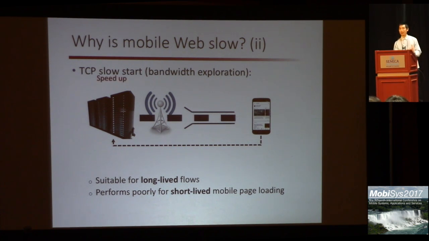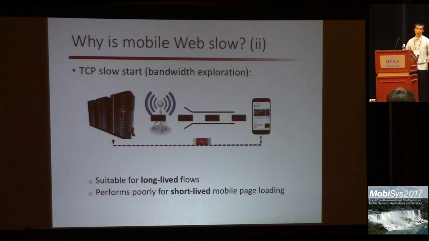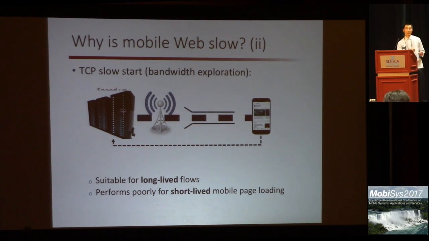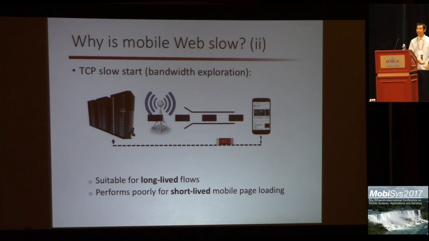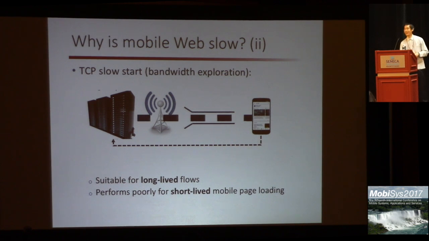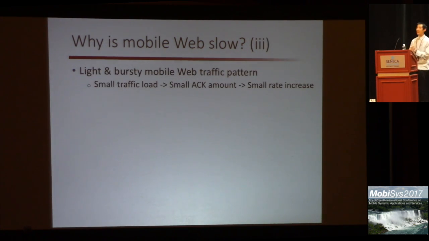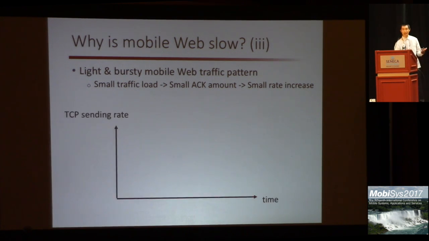TCP slow start gradually increases the sending rate every time the sender receives an acknowledgement packet from the remote peer. That design is good for long-lived loads, like when streaming a video or downloading a large file. It will finally converge to the network bandwidth. But it performs poorly for short-lived web sessions, because a small amount of traffic leads to a small amount of acknowledgement packets, and finally sluggish bandwidth provision.